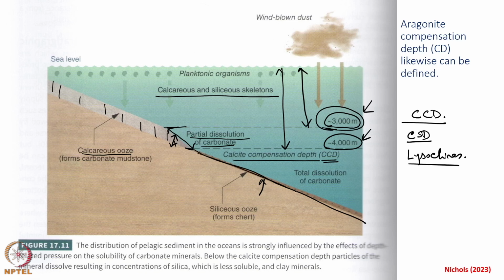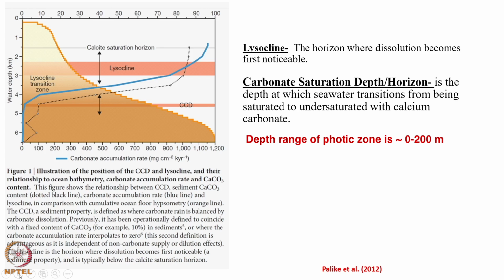What happens within this domain? Total dissolution of carbonates happens. Even if any carbonate is coming, let us say by some slide, it will not stay for a long time. Whereas the shallow sea region is characterized by calcareous ooze, this portion is characterized by siliceous ooze and it can form chert. We do not get chert here, we get carbonates, and we get chert here and we do not get carbonates. Let us look at it once again.